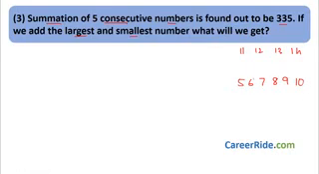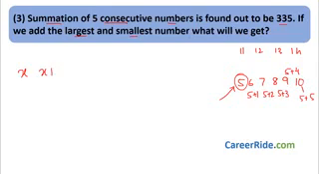Now, take a look at a small trick that would be useful for solving this sum as well as in other topics of quantitative aptitude. If this is the first number, 5, how is 6 written? 5 plus 1. How is 7 written? 5 plus 2. How is 8 written? 5 plus 3. How is 9 written? 5 plus 4. How is 10 written? 5 plus 5. So, if we assume that the 5 consecutive numbers start with x, the next one would be x plus 1.